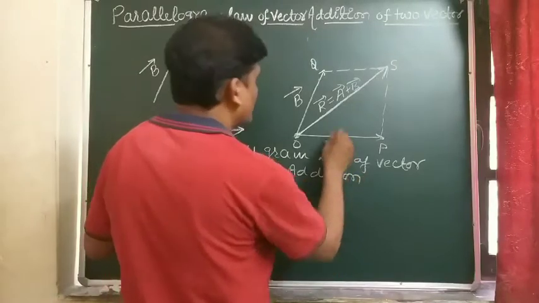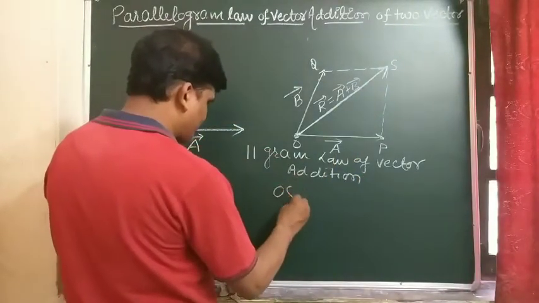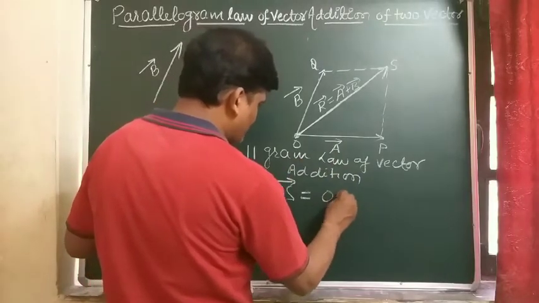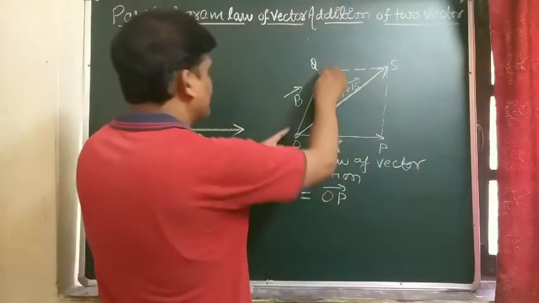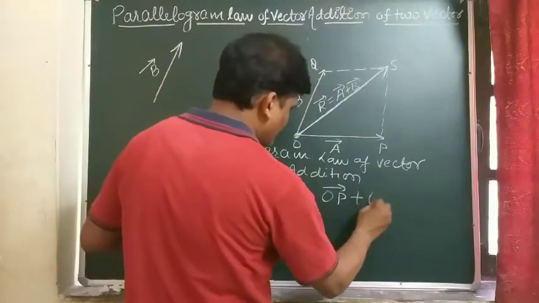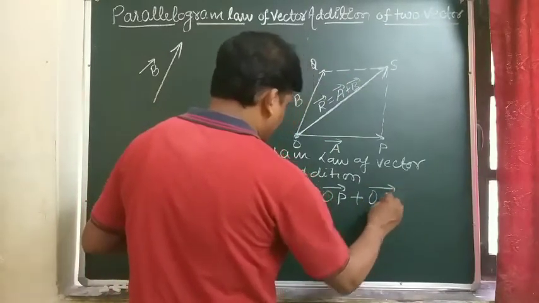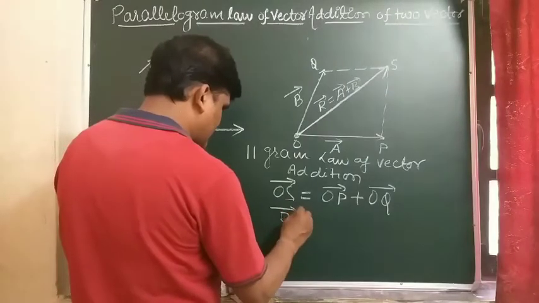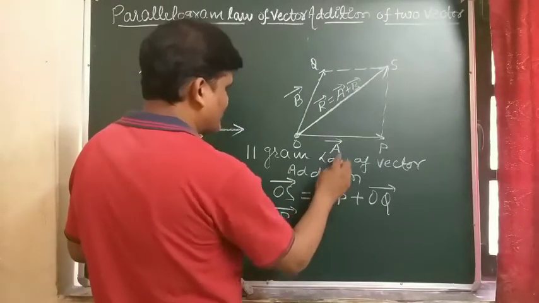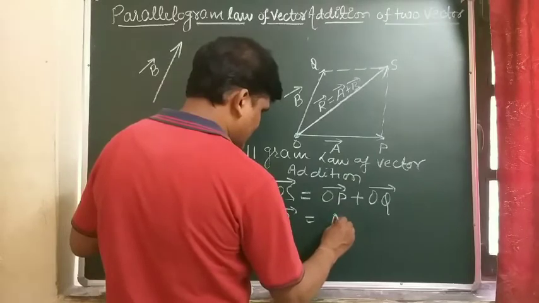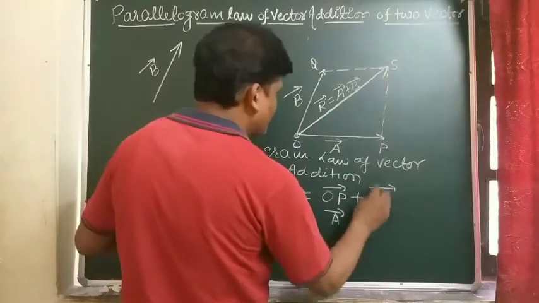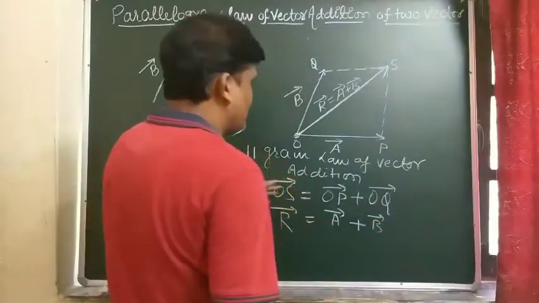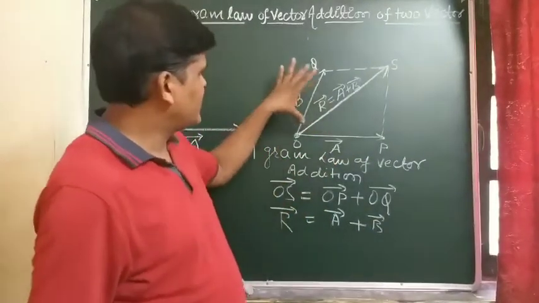we can write that the OS vector can be represented by the OP vector and the OQ vector. The OS vector is the resultant vector, the R vector. The OP vector is vector A, and the OQ vector is vector B.